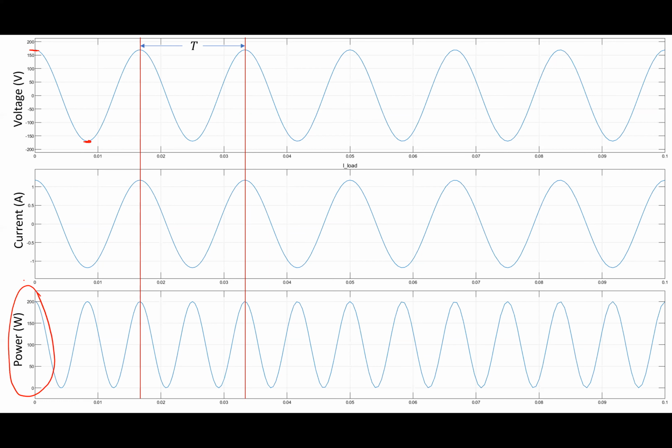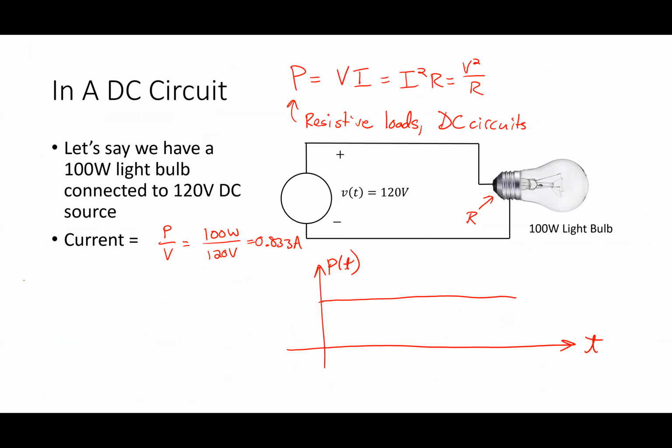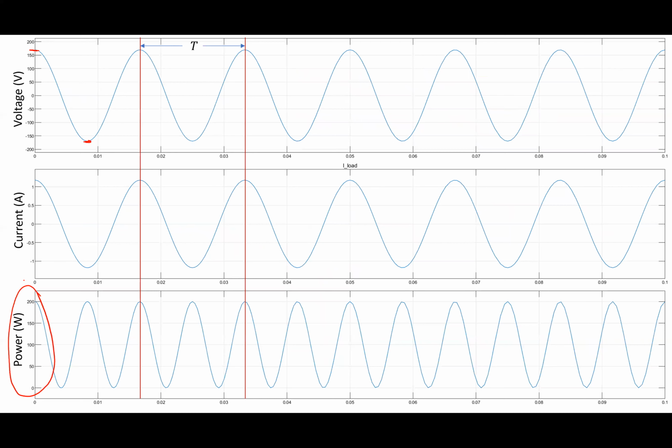All right. So the thing is, though, this is not fun in the same way as when we had DC circuits. You said, 120 volts, 100 watt, it's 100 watts. One number, right? This guy's a 100 watt light bulb, isn't he? Where's the 100 watts here?